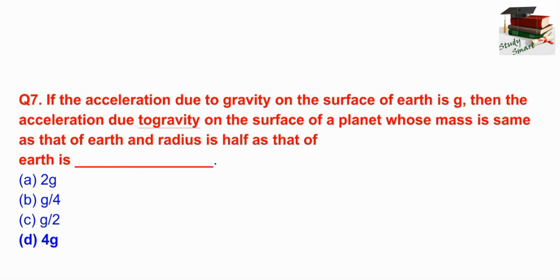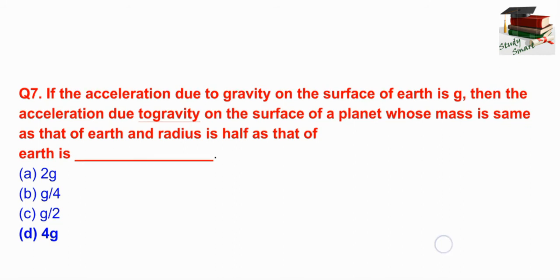If the acceleration due to gravity on the surface of earth is g, then the acceleration due to gravity on the surface of a planet whose mass is the same as the earth and the radius is half of the earth is dash. Option A 2g, option B g by 4, option C g by 2, option D 4g. So the right answer is option D, 4g.